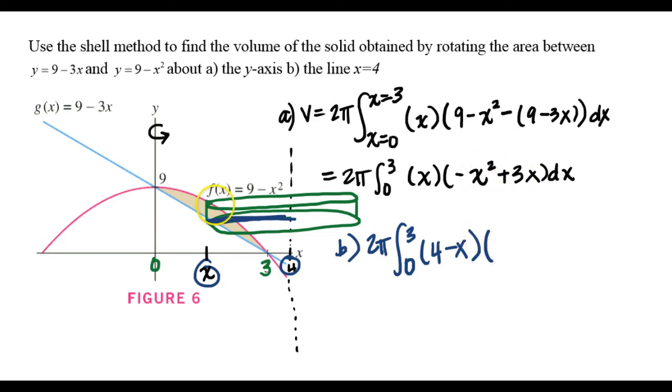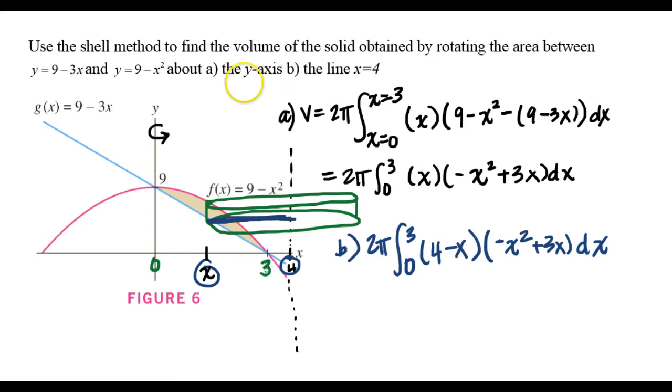And the height is still top minus bottom, which I can still go ahead and use the simplified version because top minus bottom didn't change the functions. So it's still negative x squared plus 3x dx. So I'm obtaining my radius by going from the axis of rotation to that particular x value I chose when I attempted to draw my cross section, and I'm doing right minus left. So these are the two setups needed to find the volume of the solid when I rotated around the y-axis and the line x equals 4.